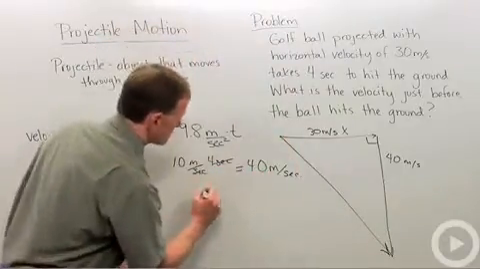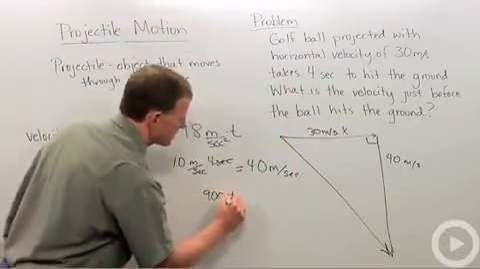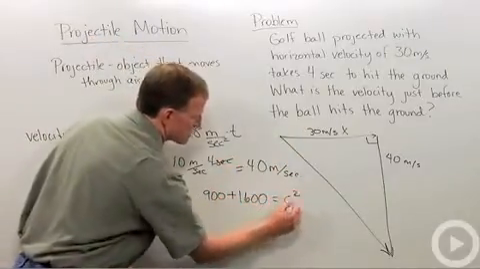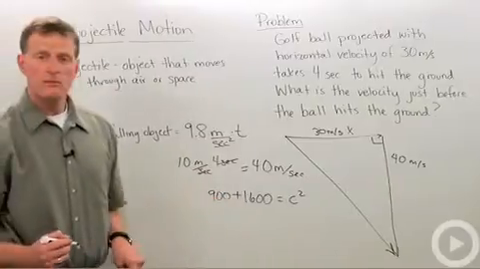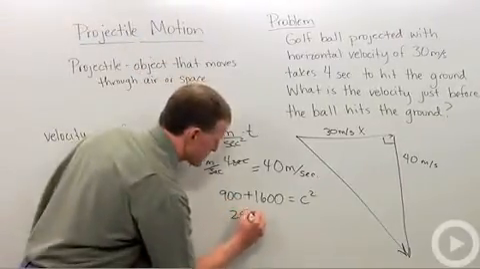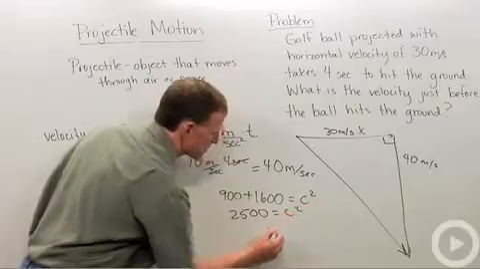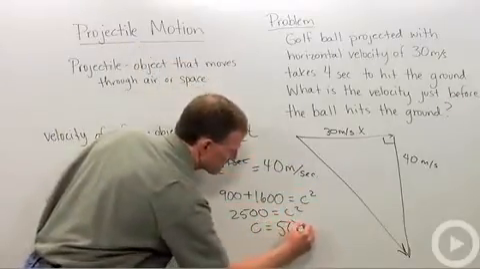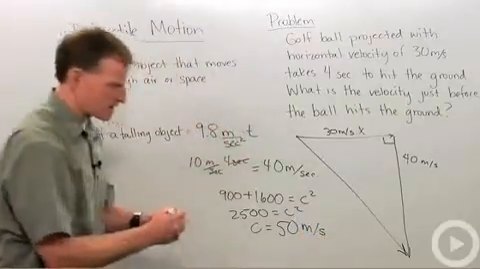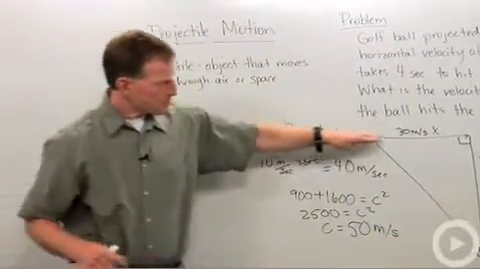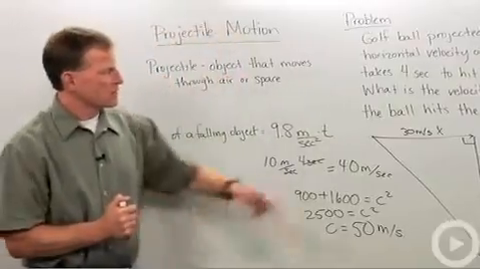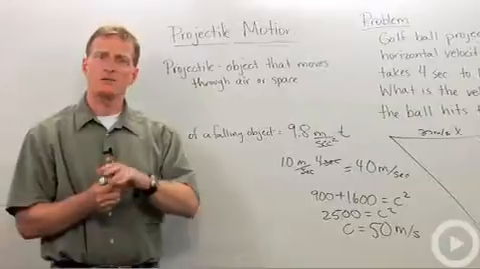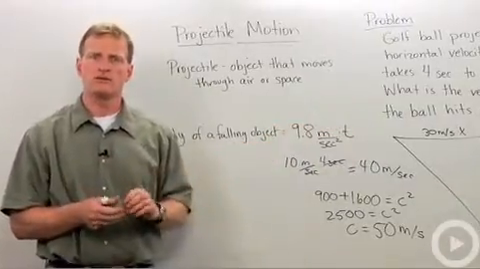A squared is going to be 900. B squared is 1600. And so c squared is 900 plus 1600, or 2500, equals c squared. So c, my final velocity, equals 50 meters per second. So that's how I can, again, use that triangle and the right angle with the Pythagorean theorem to solve a projectile motion when an object is moving in a horizontal direction initially.